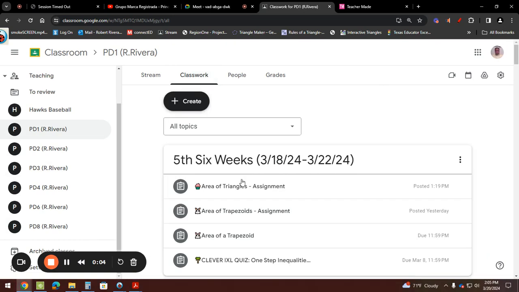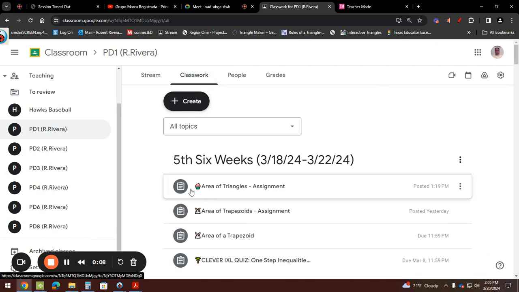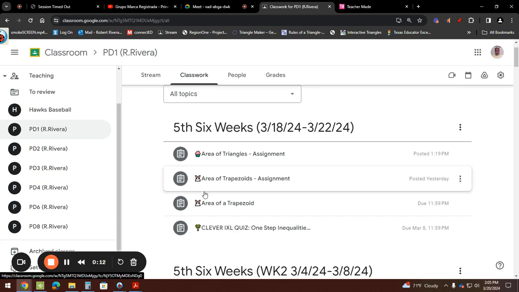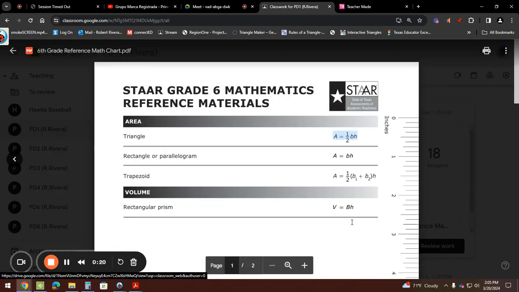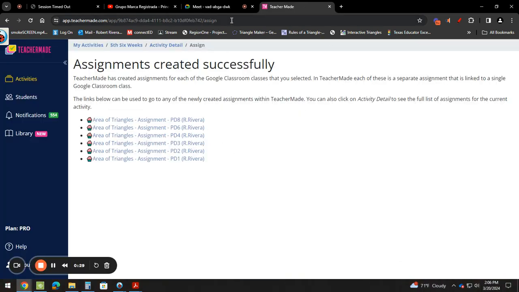So for today's homework, you'll be doing the area of triangles, which is a cupcake. Now on Monday, I gave you this assignment, which was the one with the trapezoids. There's the video for Monday. There's a reference chart with the formulas of the area of a trapezoid. Today, we're doing the area of a triangle. So you have that for Monday's work.